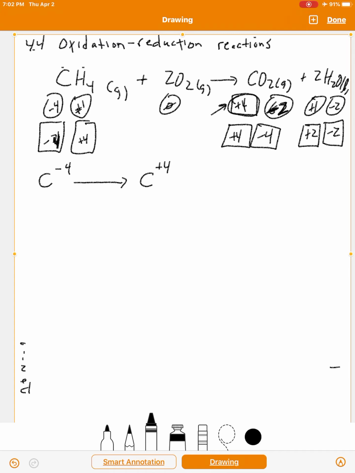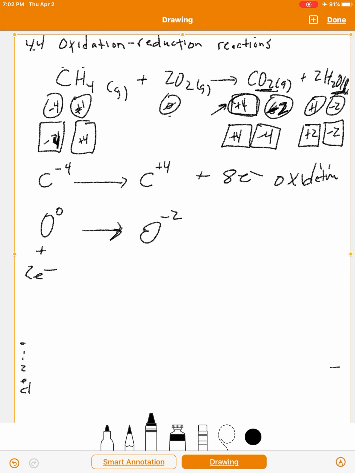So what happened? It lost electrons. Actually, it was 8 electrons. That's oxidation, a lot of electrons. And then the oxygen on the reactant side was 0, because it's an element, so the oxidation number of the element was 0. On the product side, it became negative 2 every time. So oxygen minus 2. Well, that means it gained electrons, so the electrons are over here on this side.